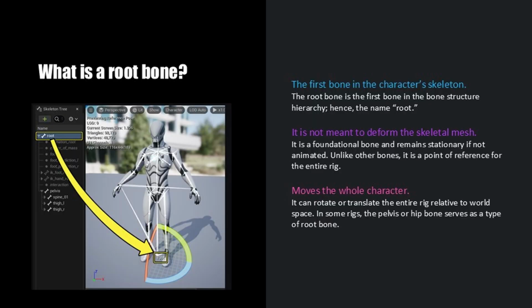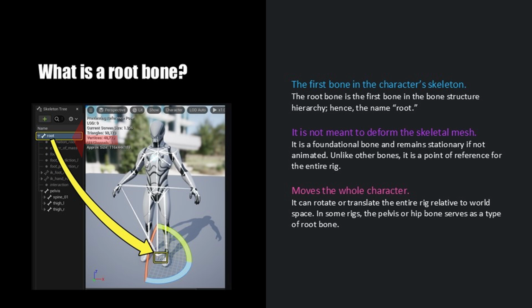Okay, in this section we wanted to talk about what root motion is. Before we get into what root motion is, we probably should talk about what a root bone is. Here we have an image of a skeleton, and you can see the root bone is on the very bottom. A root bone is essentially the first bone in the character skeleton, and as you can see on the left side, it's on the top of the hierarchy there. And so hence the name is root.